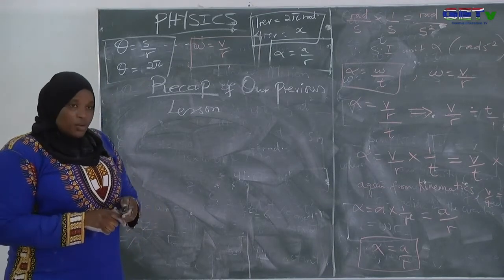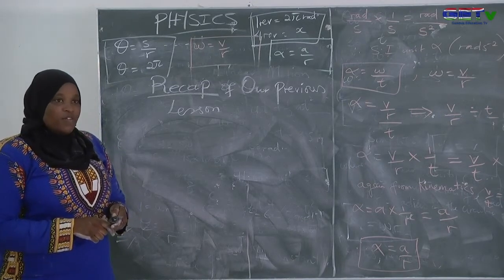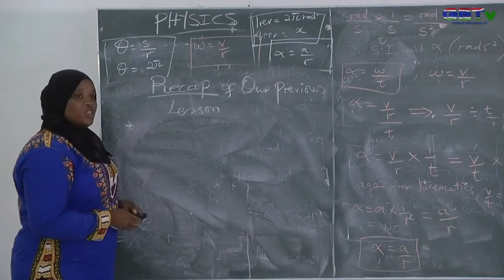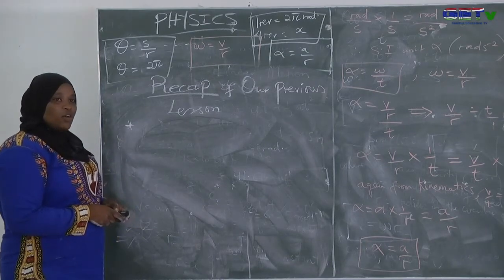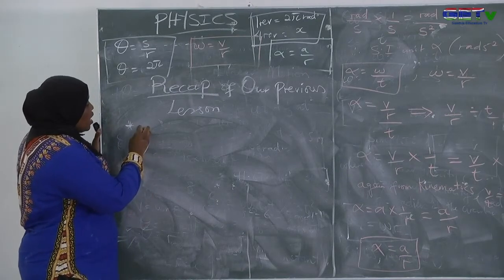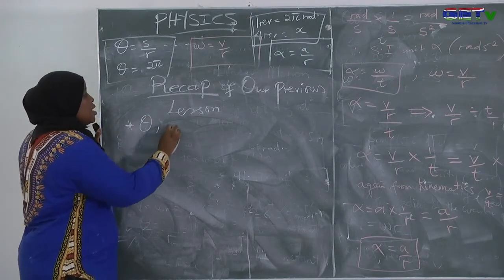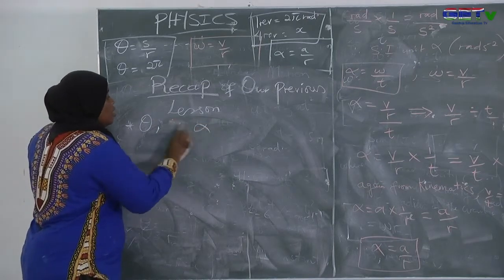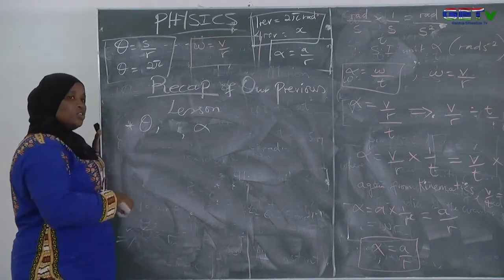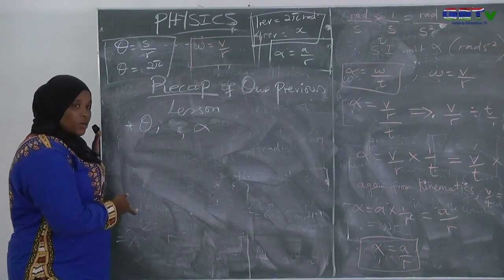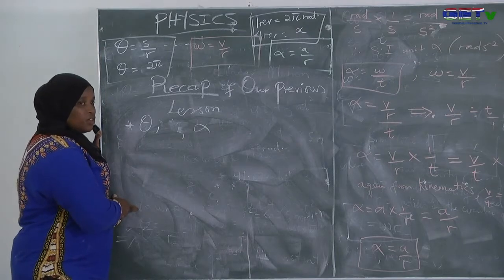But before we start, we'll take a recap of what we did before. If you remember, we dealt with the definition of UCM, that is uniform circular motion, and the examples. We also talked about the variables such as angular displacement, linear or angular velocity, and angular acceleration. And I also showed you how these equations are related to one another. We're going to solve our first problem, and then from there, the lesson continues.